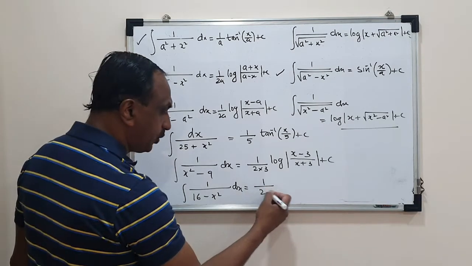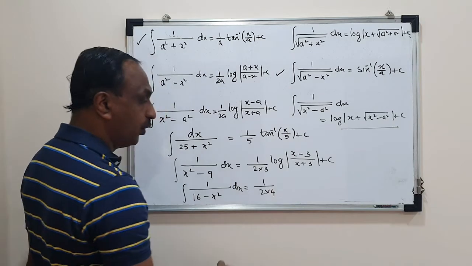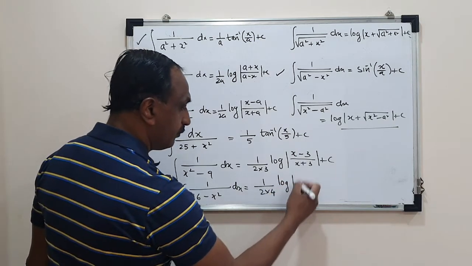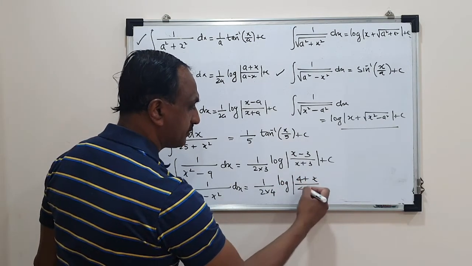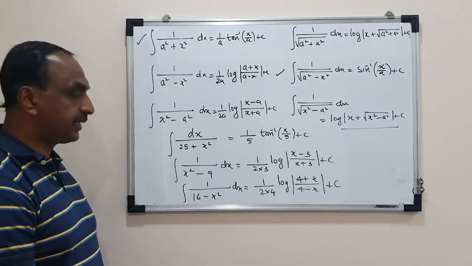Here again, 1 by 2 into a, a square is 16, so a is 4, 1 by 2 into 4, log of 4 plus x upon 4 minus x. This is how you can apply that.